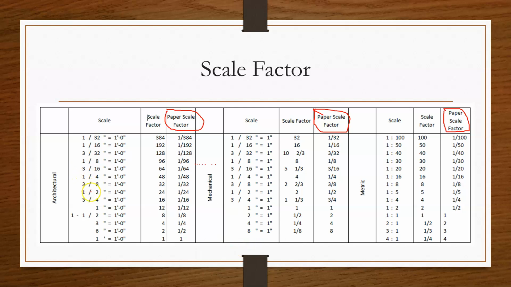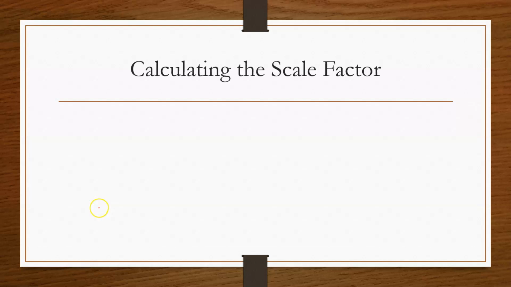So for example, let's take one that should be super simple. Let's take a look at this one. This is 3/4 of an inch equals a foot. So the way that I'm going to calculate that, let's go ahead and write it down. I will apologize, my handwriting will be a little bit bad here, but I will do the best I can. So I have 3/4 of an inch is equal to 1 foot 0 inches, right?